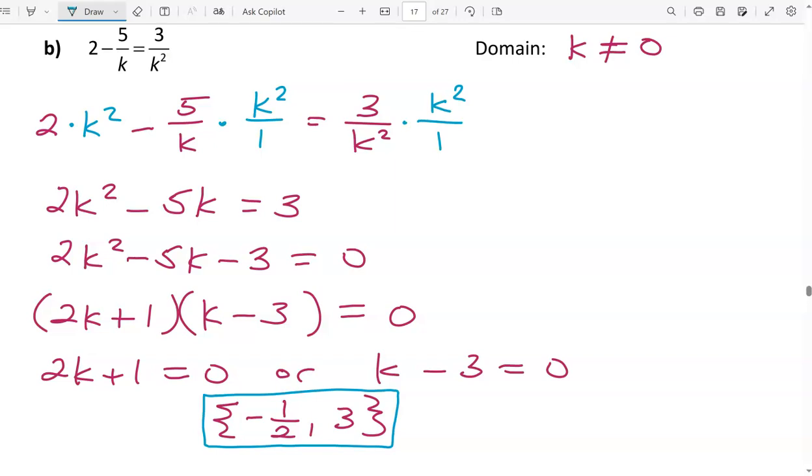I skipped the mechanics of the factoring because I know that you know how to factor a trinomial. 2k squared minus 5k minus 3 factors to 2k plus 1 times k minus 3, setting each of those factors equal to 0. That gives us k is equal to -1/2 or 3. Neither of which conflict with our domain, so both are allowable solutions.